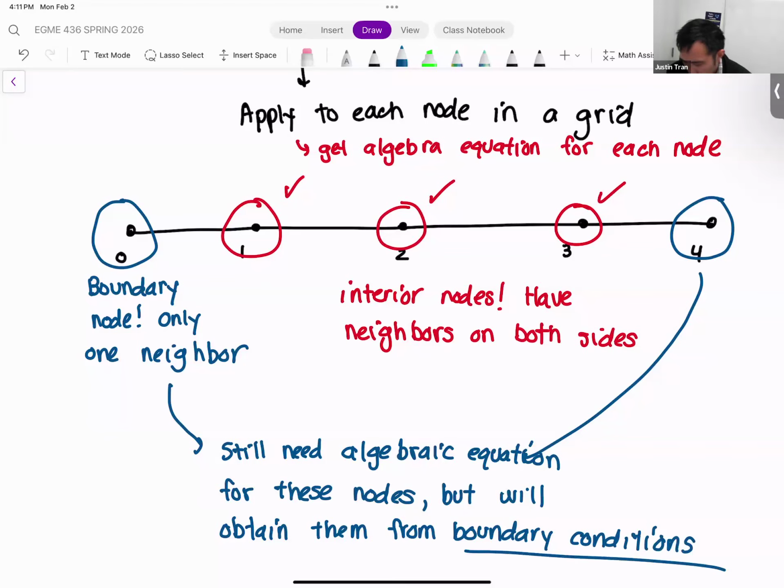And so the way that we're going to obtain the algebraic equations for those boundary nodes is to use our boundary conditions. Okay. Right. So it makes sense. For the boundary nodes, we need boundary conditions. And those boundary conditions are going to replace our finite difference equations for those nodes. And they're only going to involve that.